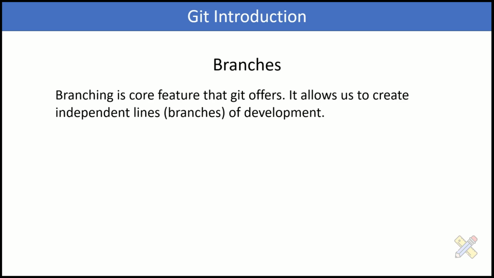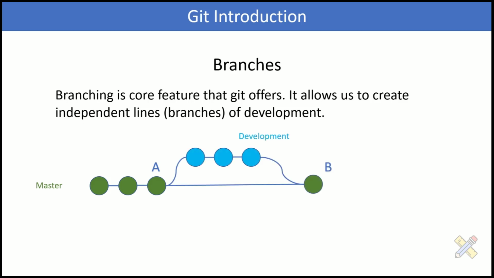Branches. Branching is a core feature that Git offers. It allows us to create independent lines, quote-unquote, branches of development. Let's suppose you have a master branch with the most recent state of a project denoted by commit A. Then one developer comes in with a task to implement a new feature. He'll go ahead and check out the most recent version of the project at commit A and create a development branch. He then adds 3 commits indicated by blue circles with new functionality in the development branch. Later, he merges his changes to the master branch as commit B.